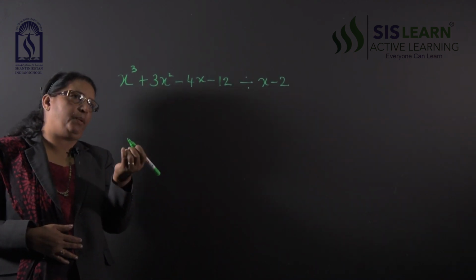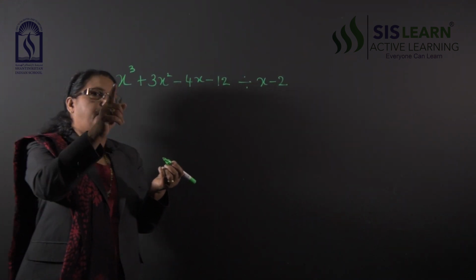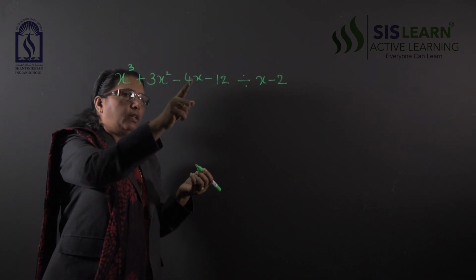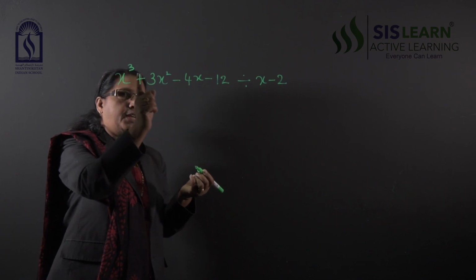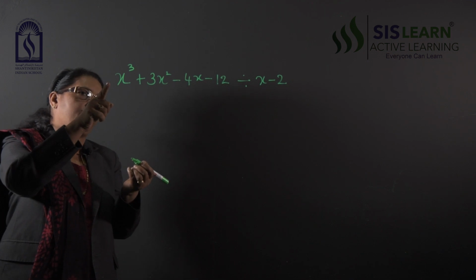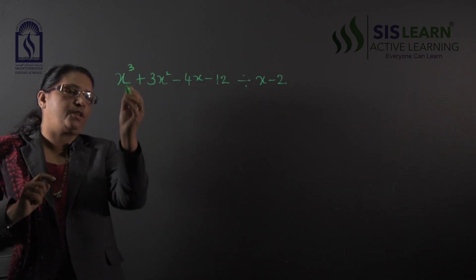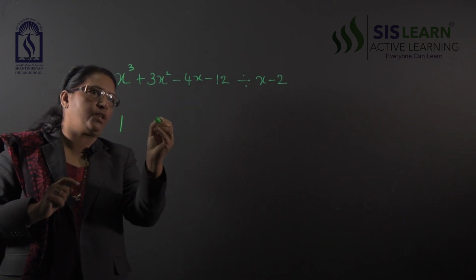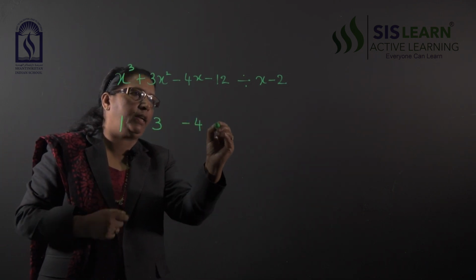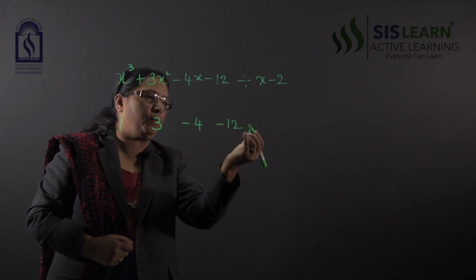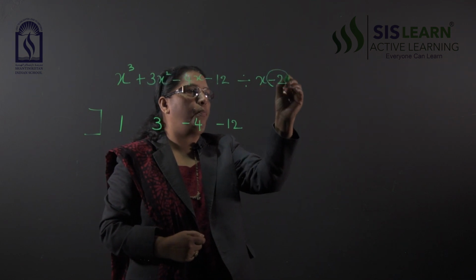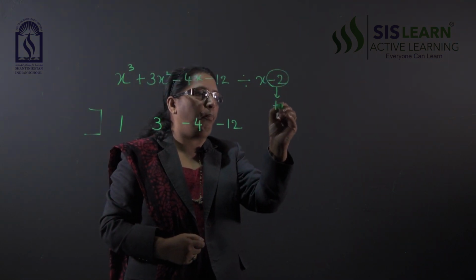Now look at this polynomial. Here you can see the first term the degree is 3, the second term the degree is 2, the third term is degree 1. So the degrees are coming in decreasing order. Now let us take the coefficients of each term. So coefficient of x cube is 1, coefficient of x square is 3, coefficient of x is minus 4, and we take the constant minus 12. We are going to divide this by the opposite sign of minus 2, that is plus 2.